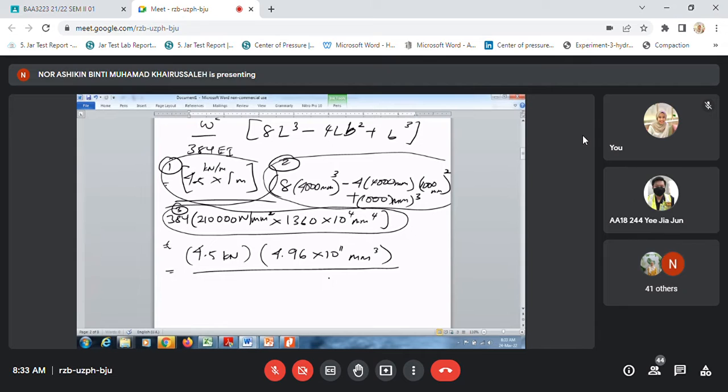Okay, how about this one? 1.097 times 10 to the power of 15. Okay. Unit? Newton per millimeter square.